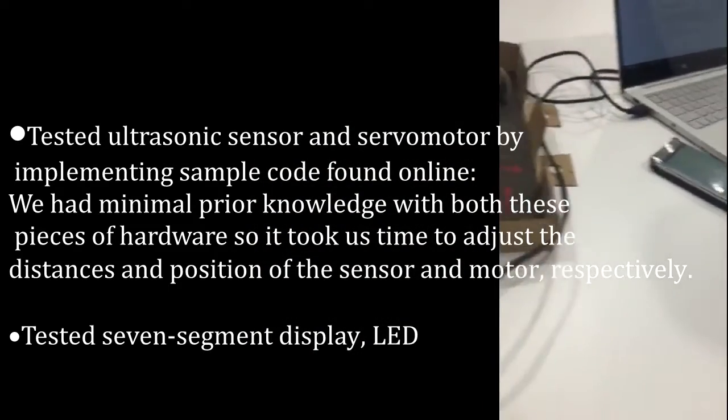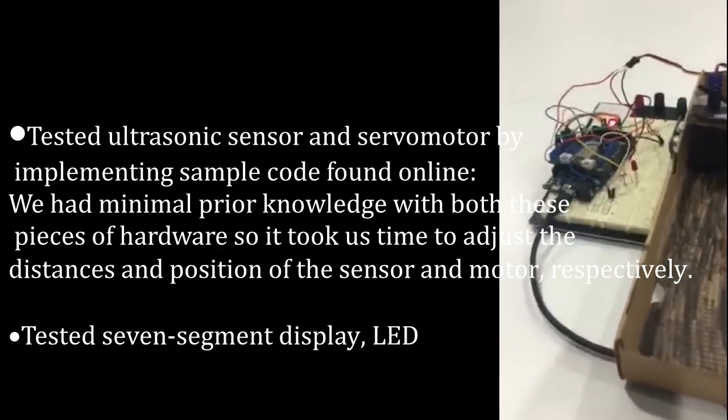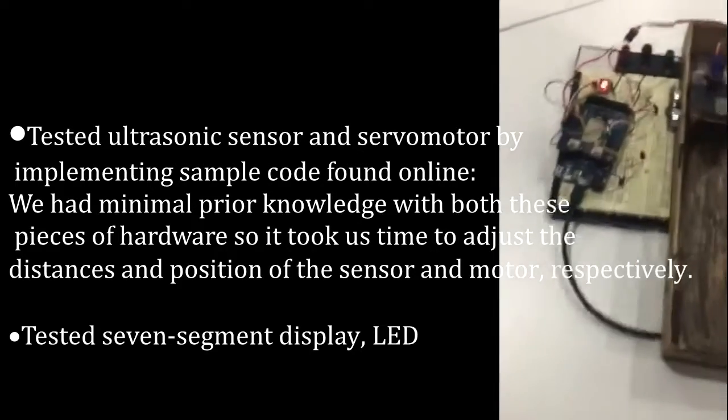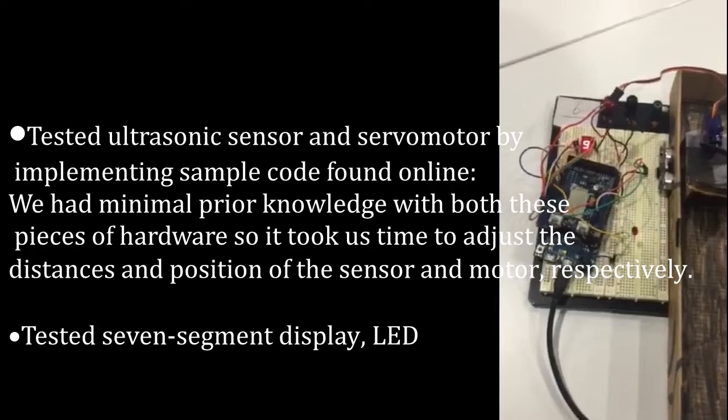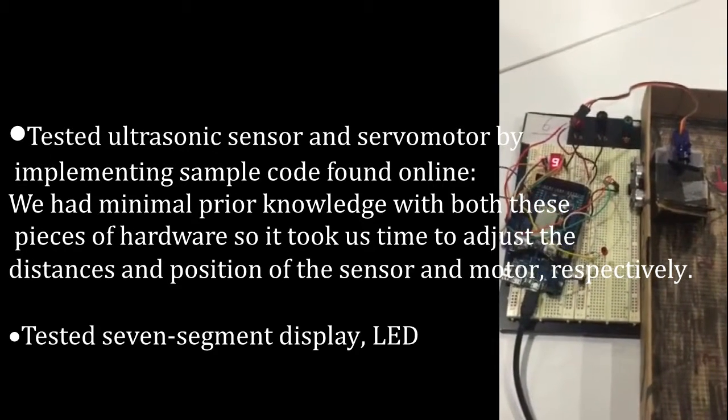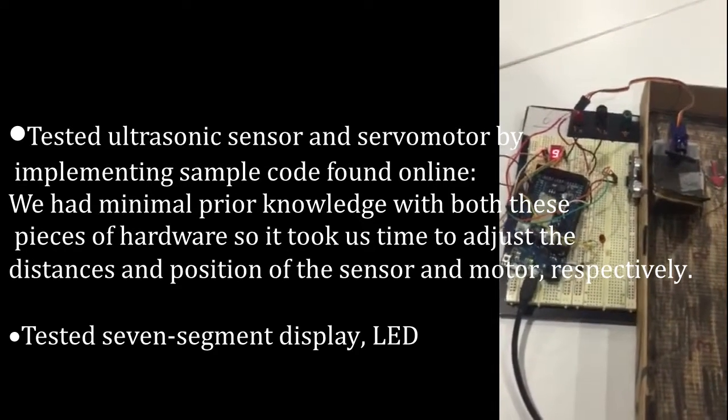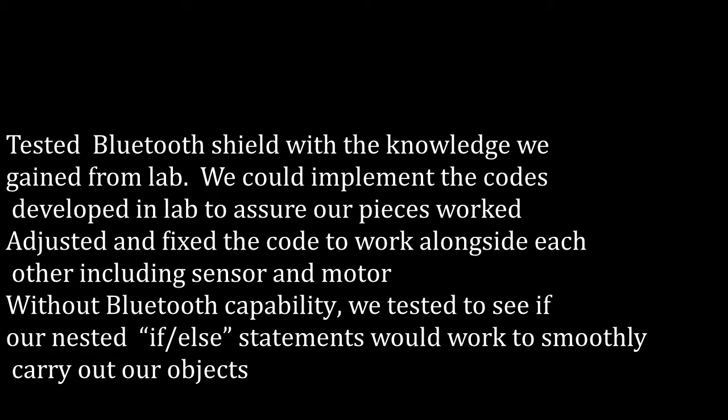Okay, now that we have shown you our app, we are going to talk about our testing methodology. Basically we have a couple parts to our hardware: the 7-segment display, the LED, the ultrasonic sensor, and the servo motor. We had the least experience with the ultrasonic sensor and the servo motor, so we played with a couple of sample codes to see how both of these worked. At first we had problems figuring out the positioning of the motor and the distances of the sensor. However, eventually after a few tries with the code, we got everything to work together pretty well.